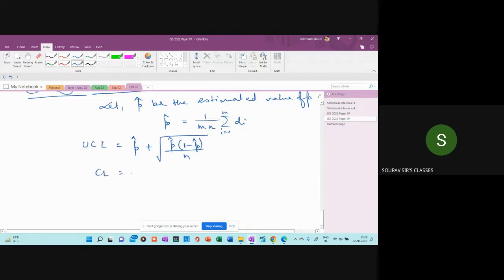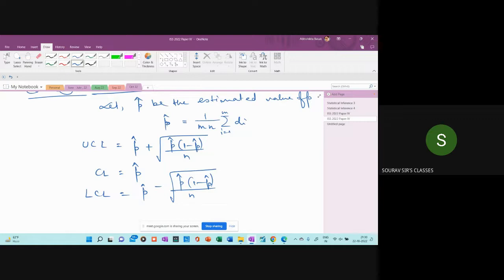The CL is p hat, the LCL is p hat minus p hat into 1 minus p hat by n. So if the standards are given, we are going to proceed like this. If the standards are not given, we are going to proceed in this way. So this is how the fraction defective chart is going to be obtained for this particular situation.